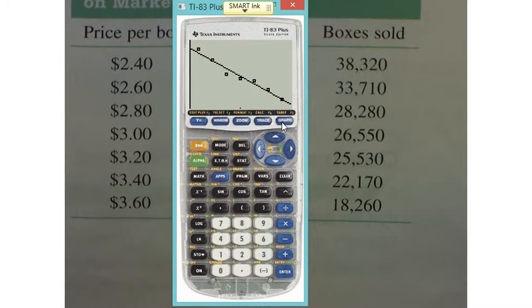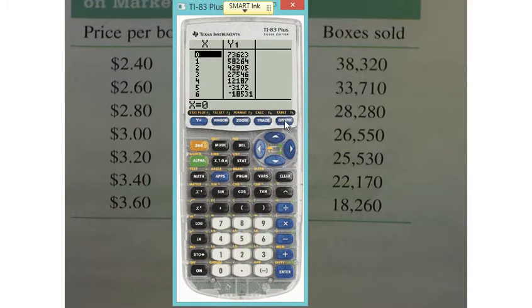Now how can I determine the number of boxes sold based on the price? Simple. I just go to the table. $2 per box should sell about 42,905 boxes. Now, it's not perfect. It may be more, it may be less, but that's a good approximation. That's based on that line. At $4 a box, I'll only sell 12,000.